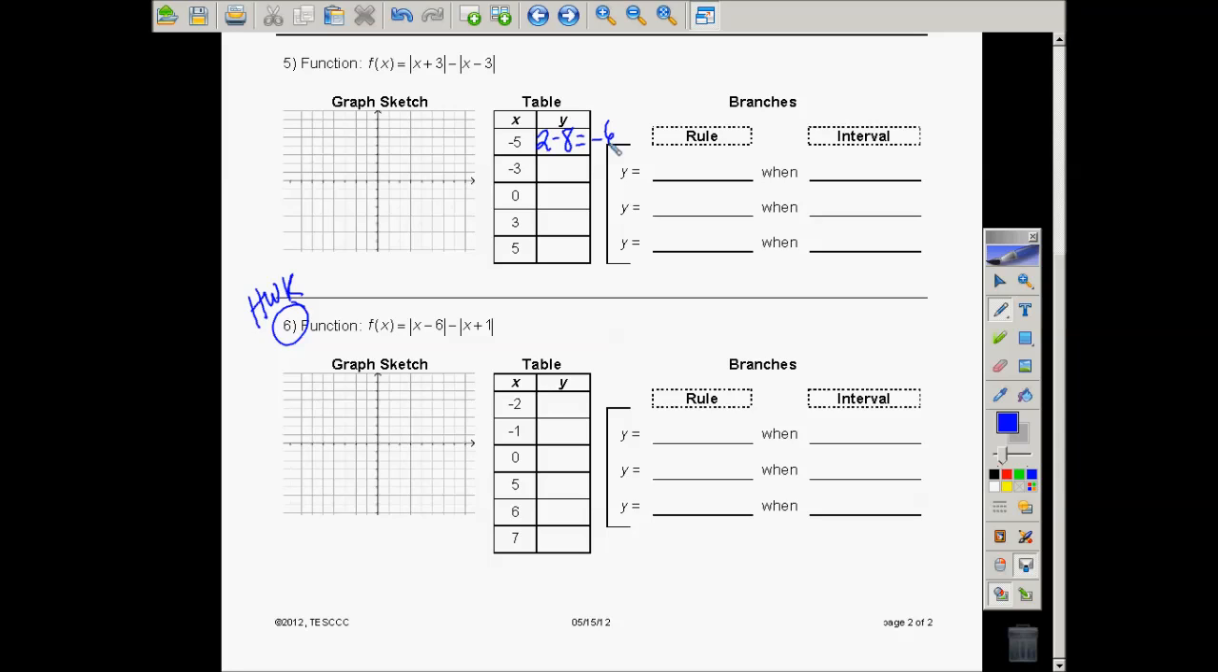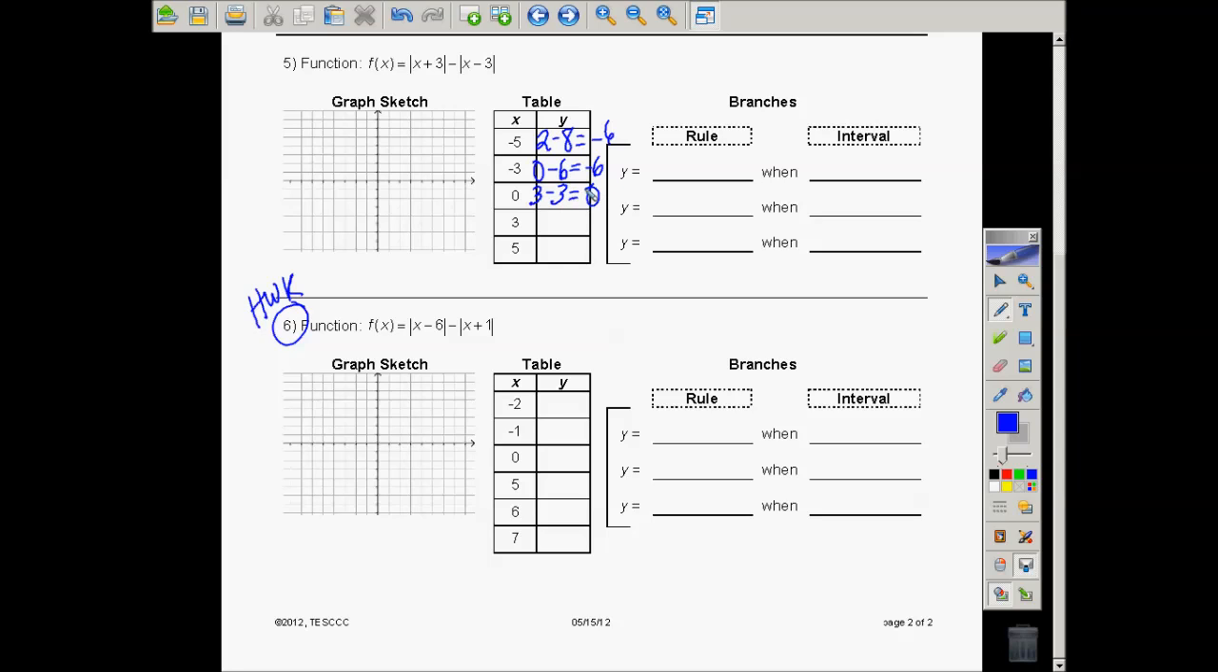On to the next one. Plug in negative 3. Negative 3 plus 3 is 0. Negative 3 minus 3 is negative 6. When I come out, I am positive. So what do I get? 6. Negative 6. Plug in 0. 0 plus 3 is 3. 0 minus 3 is negative 3. When I come out though, I'm going to become positive. So what's 3 minus 3?